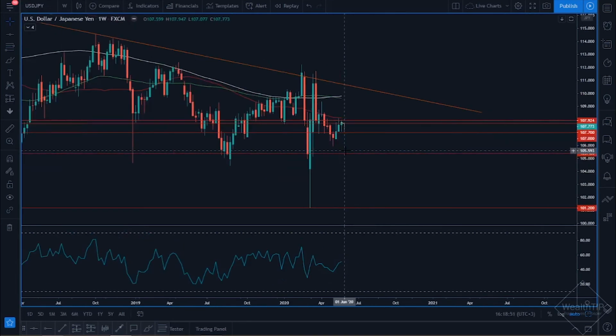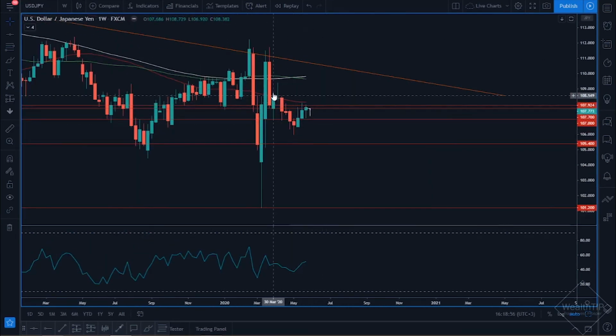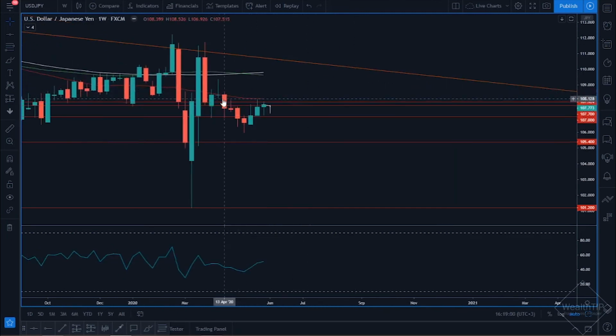Now, looking at the weekly time frame, if we focus on where the market currently is, we can see that we're not making any serious strides. But the thing that I do want to bring your attention to is the fact that the market is using this moving average as a dynamic level of resistance.